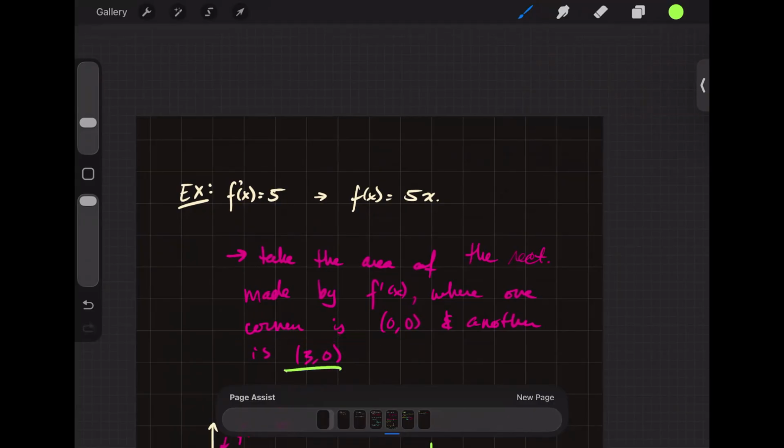Draw a picture, it'll make a lot of sense, okay? Sometimes you might hear it as, find the area under the curve bounded by this function and these two corners or these two values, or the area of the function over the interval such and such to such and such. That all means the same thing.